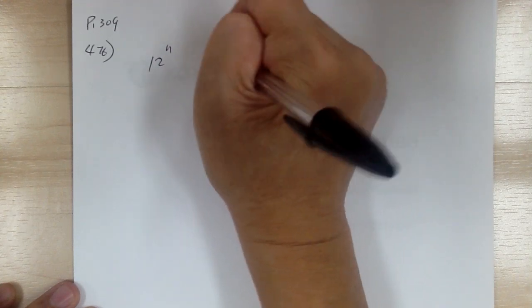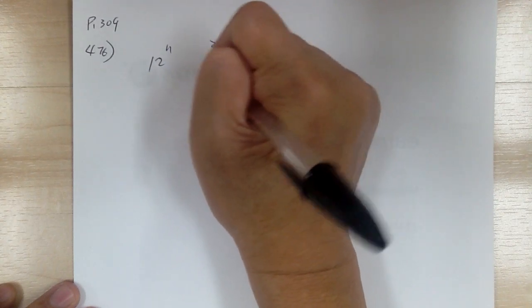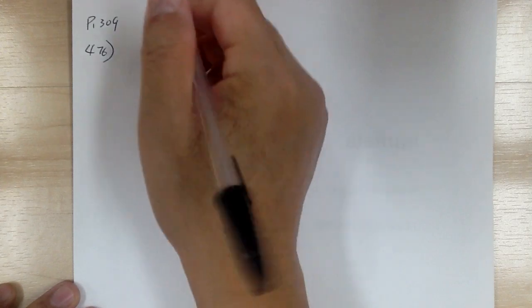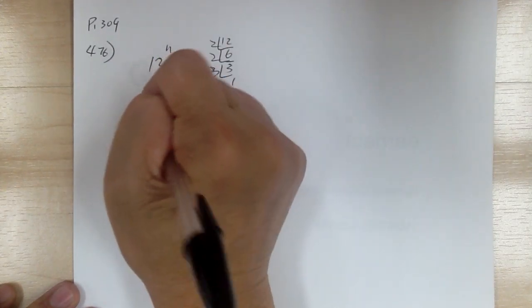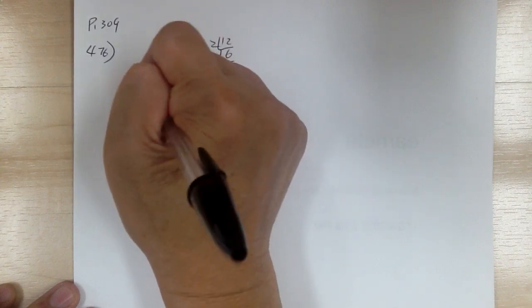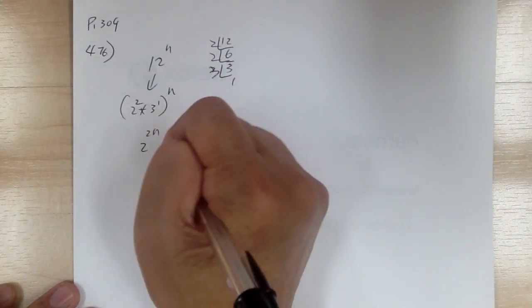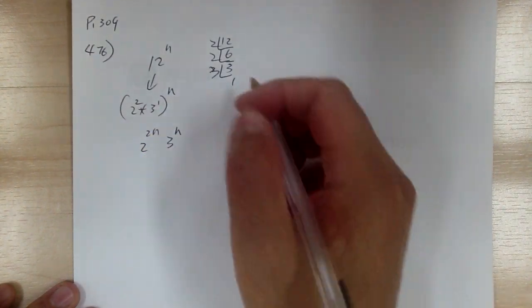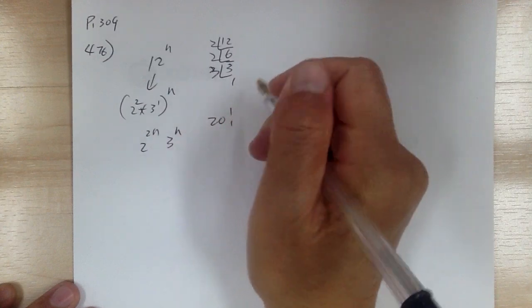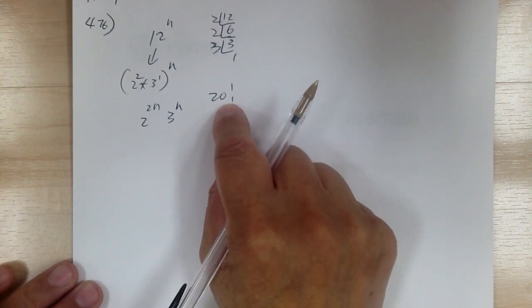Okay, so 12, so 2, 6, 2, 3, 3, 1. So 12 is equal to 2 times 2, which is 2 squared, times 3 to the 1. Okay, so 12 is equal to that. And raising it to n, you're going to get 2 to the 2n, 3 to the n. And this is going to be a factor of 20 factorial. Okay. So we need to figure out how many 2's are in here.